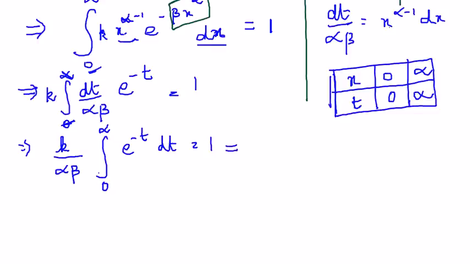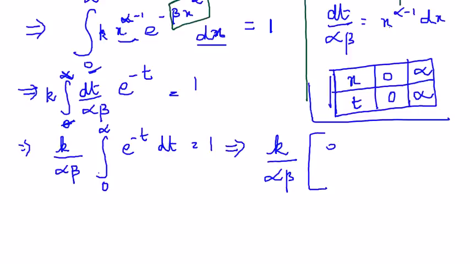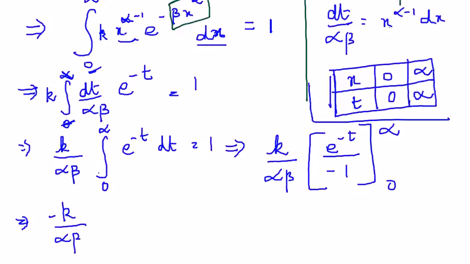So let's continue with this. What is e power minus t dt? It is nothing but k by alpha beta, e power minus t by minus 1, between the limits 0 to infinity. We'll just take the minus sign outside. So minus k by alpha beta into the upper limit.